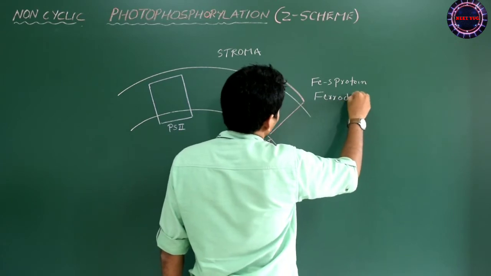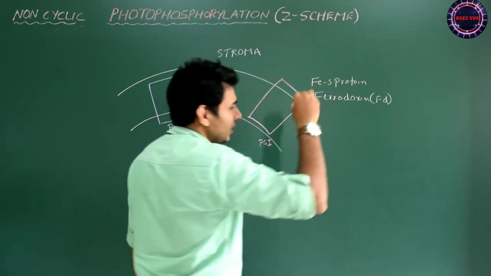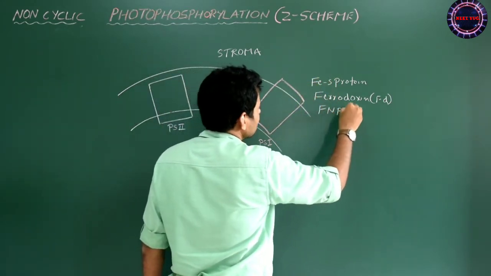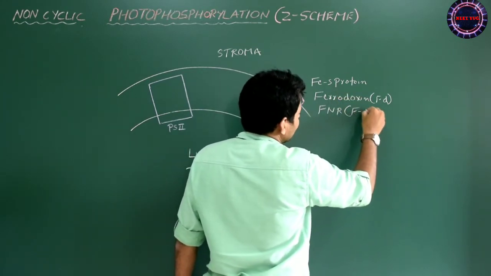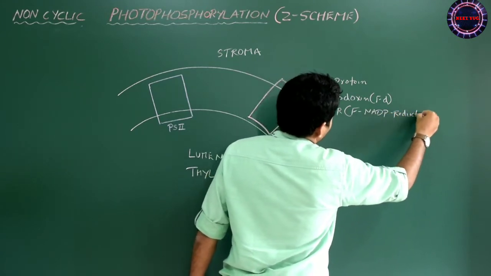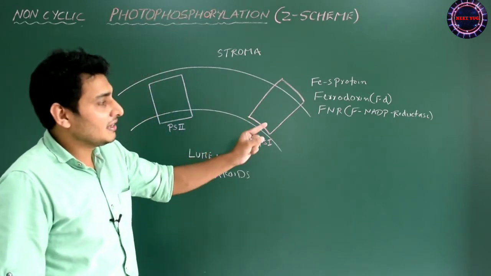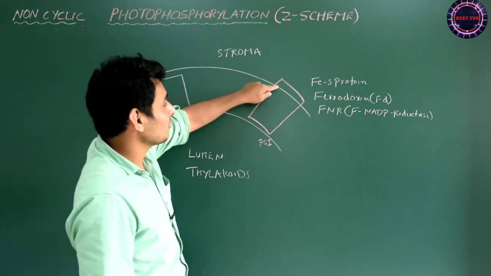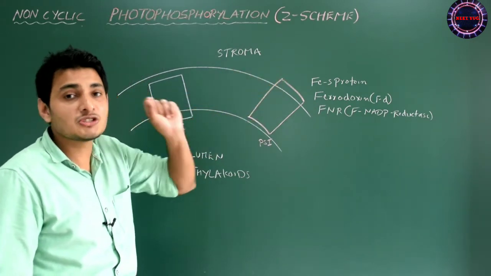Then what is required is we need ferredoxin. I write FD. Then we need one enzyme that is called FNR. What is this FNR? Ferredoxin NADP reductase enzyme. FNR is present only very close to the outer membrane of the thylakoid. It will not be seen in the stroma lamella.